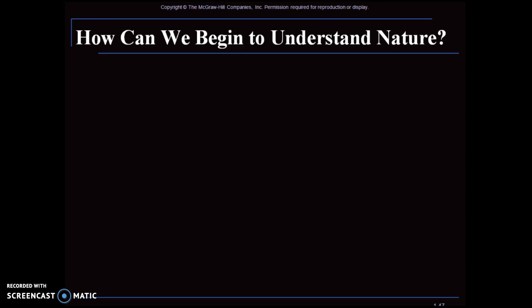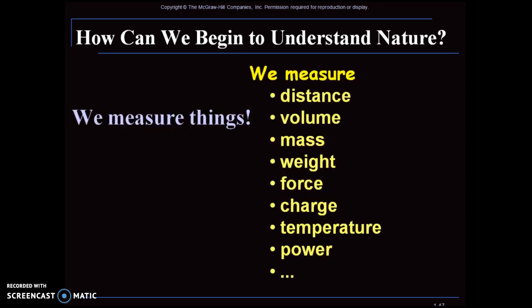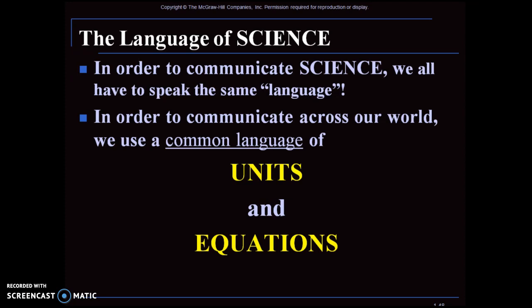How can we begin to understand nature? We understand things by measuring things. We measure distance, volume, mass, weight, force, charge, temperature, power, etc. In order to communicate science, we all have to speak the same language. In order to communicate across the world, we use the common language of units and equations.